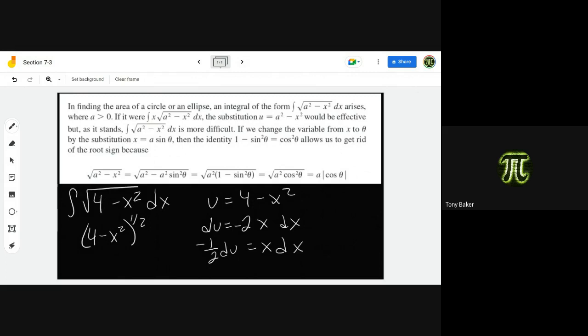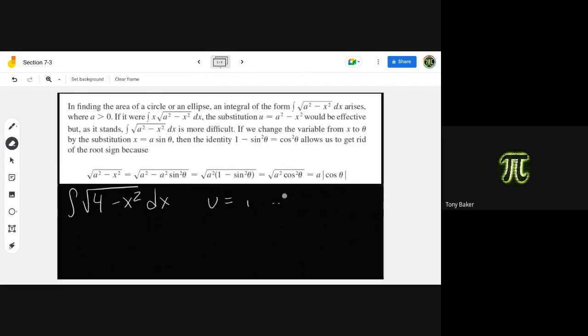However, this format, the square root of 4 minus x squared, is the equation of a circle or an ellipse, depending on how complicated it is. Remember, the formula for a circle is x squared plus y squared equals r squared. So the equation for a circle comes up quite often, and we need some method to find area within a circle or an ellipse. Since u substitution doesn't really work, we need another method. What we're going to try is what's known as trig substitution.